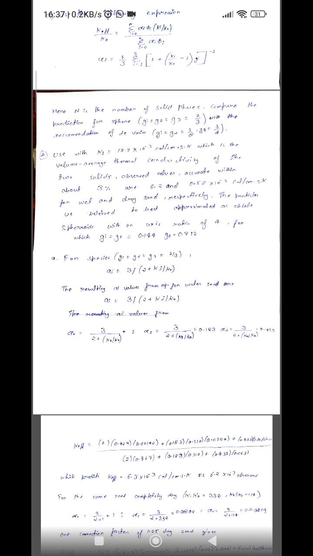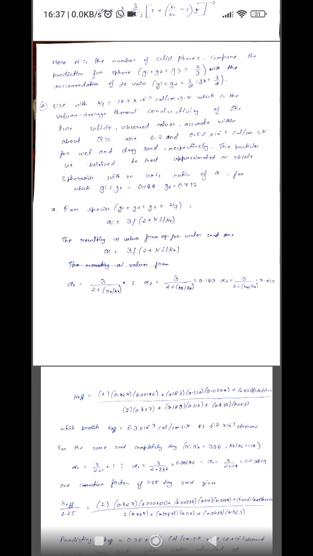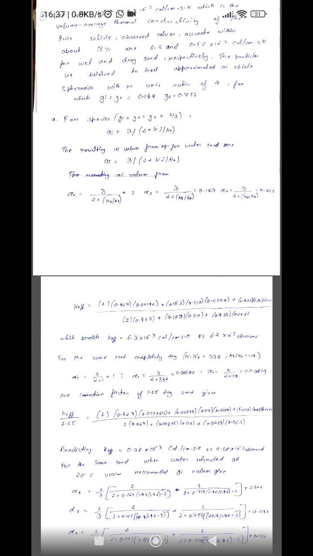So here for species G1, G2, G3 is equal to 1 by 3, A1 is equal to 3 by 2 plus Kj upon K naught. The resulting A1 values come from the equation. At alpha naught we have 1, sorry, alpha naught is equal to 1. At alpha 1 it is 0.183, at alpha 2 it is 0.439. With the help of the above expression, the values of alpha came. Now we have to calculate the K effective, right?